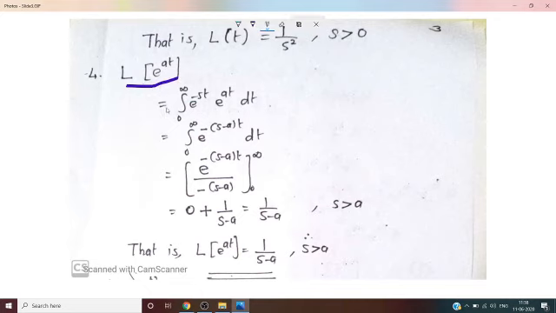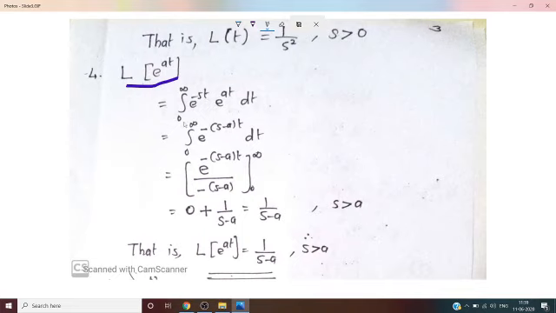What is a Laplace transform of any function? Integral 0 to infinity e raised to minus st into f of t dt. Here f of t is e raised to at. That is e raised to minus st into e raised to at dt. Make it as the form e raised to minus s minus of something into t. That is integral 0 to infinity e raised to minus of s minus a into t dt.